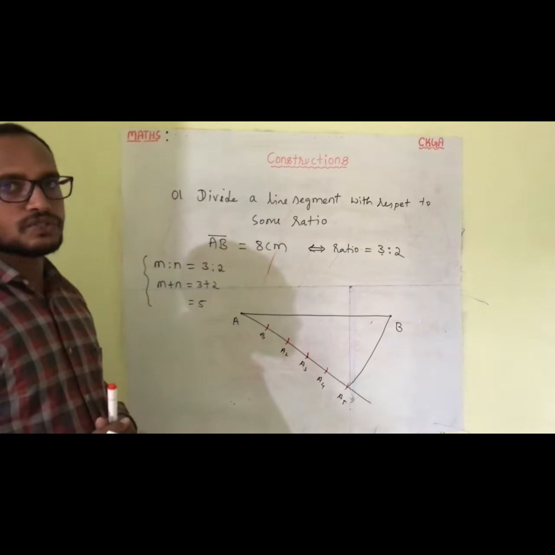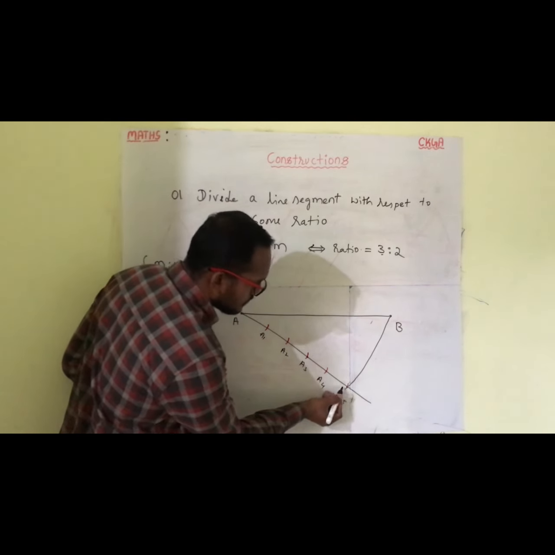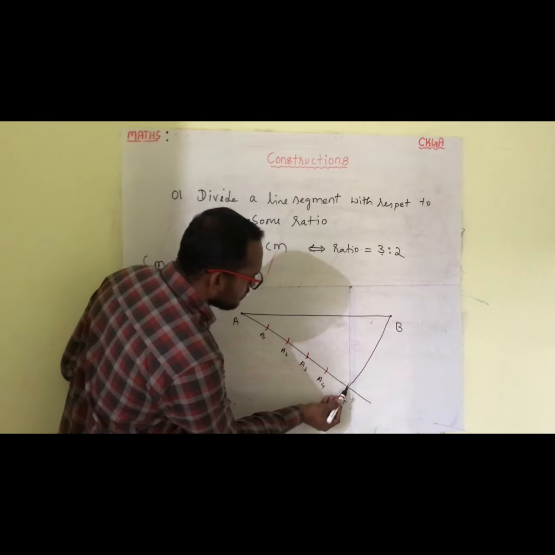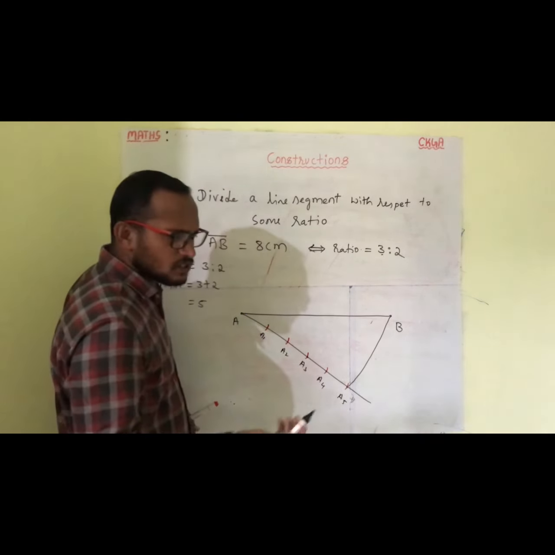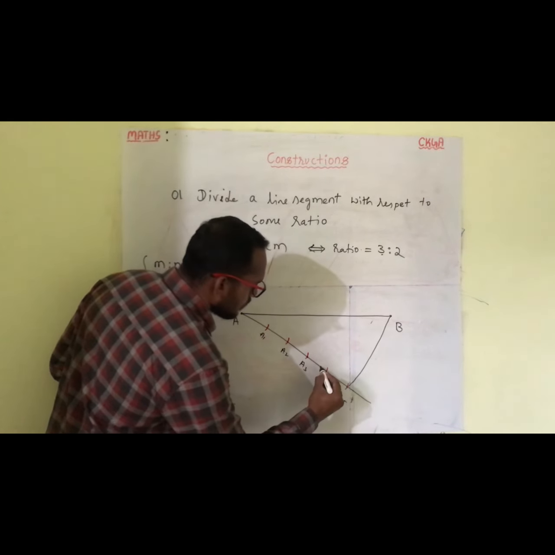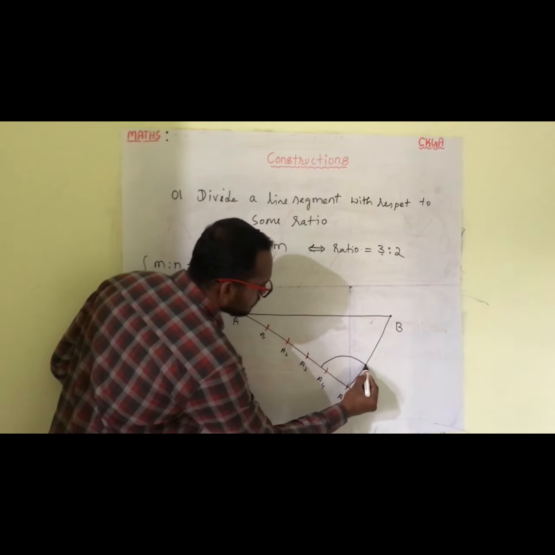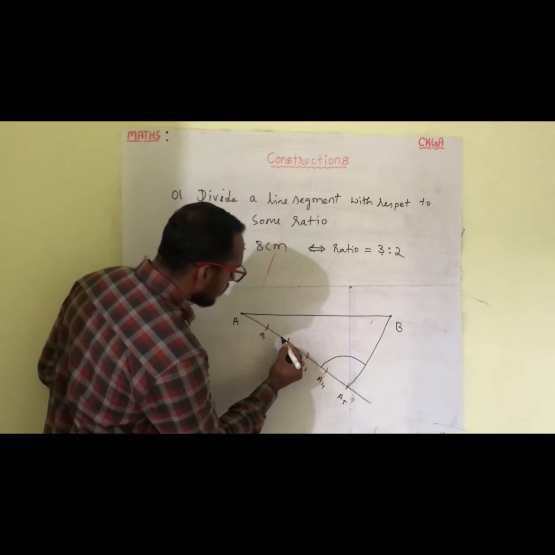Now again you have to take the compass. Take the compass, keep at A5. Take the compass length something A5 to A4, so you can say more than A4 you take it. This will be a very nice diagram to get. After this keep at A5, draw an arc like this. Again keep at A3, draw another semicircle.